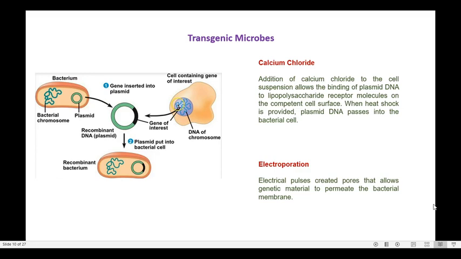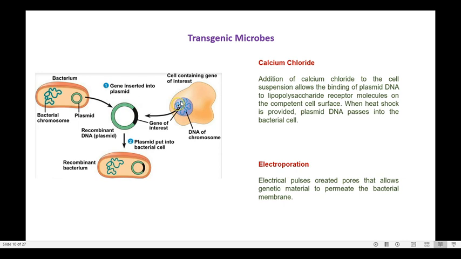In this video, we will see how transgenic microbes and transgenic plants are produced. In the previous video, we saw how to make the recombinant plasmid. Here we will see how the recombinant plasmid is transferred to the host cell.